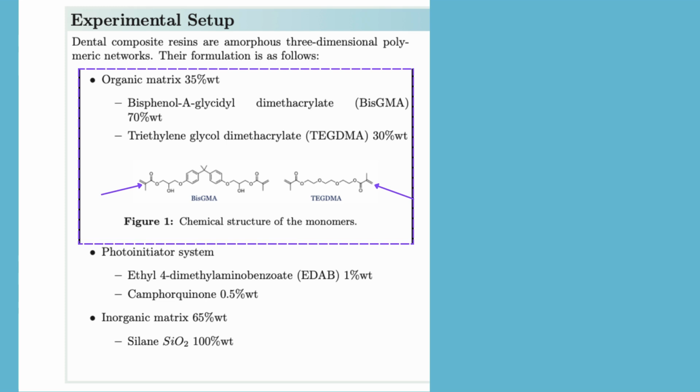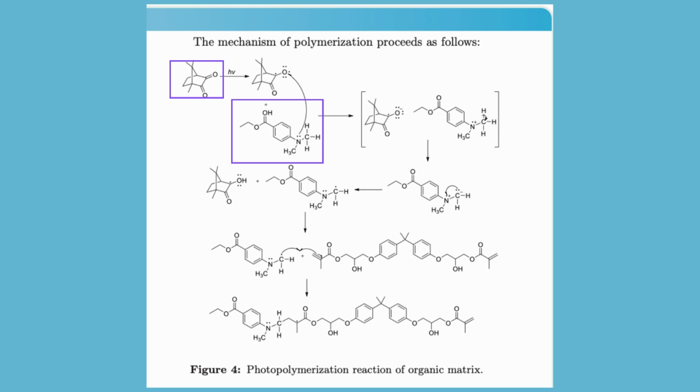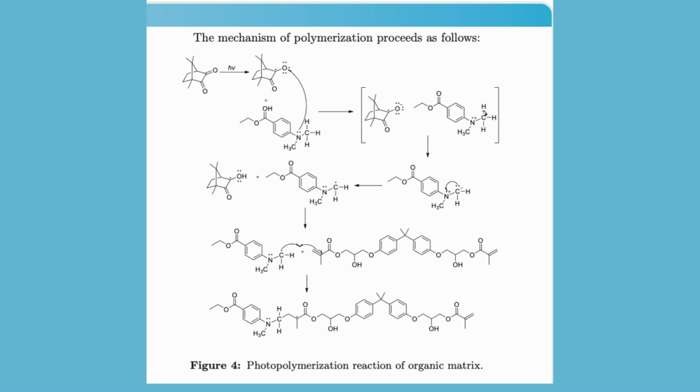These are indispensable for the initiation of chain reaction polymerization. The photoinitiators of this formulation are camphorquinone and EDAB as co-initiator. The polymerization reaction is shown on the following diagram.